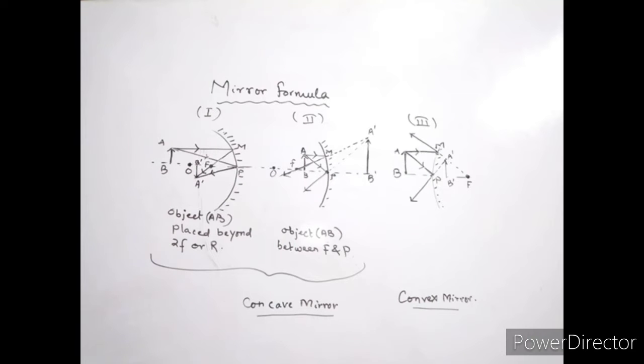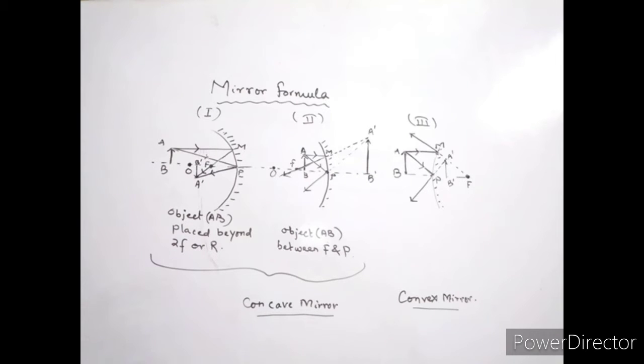Whereas in the next figure that you observe, we have the object placed between the focus and the pole, that is, the F and P that I have marked over there. So in that case the image cannot be formed with the real reflected rays meeting, because the reflected rays will be diverging after reflection, and when produced backward, they will give a virtual image, that is, A dash B dash being the image.